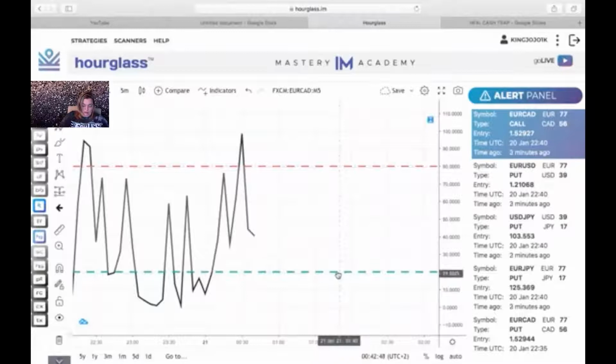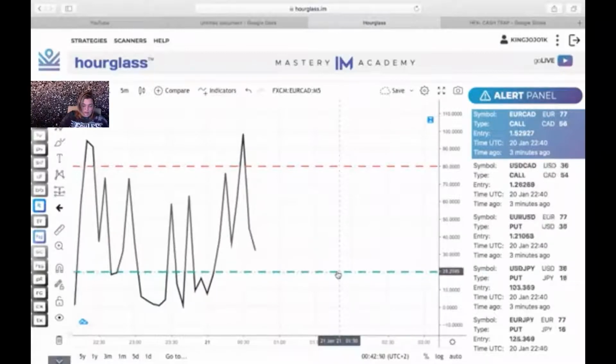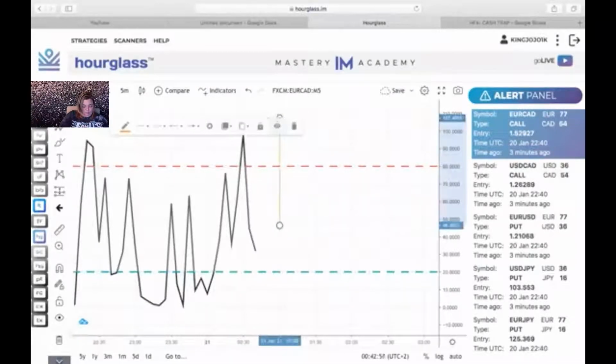So the stochastic oscillator consists of 80 and it consists of 20, right? Consists of 20. Anything above the 80 is overbought and must come back down to the middle, to the 50.